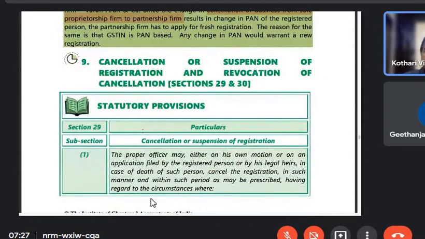Next is cancellation or suspension of registration and revocation. Cancellation means your GST number is cancelled. Suspension means your GST number is on hold. You cannot use it. It is suspended. And revocation means if the proper officer has cancelled it and you want to reuse it again, then that is revocation.